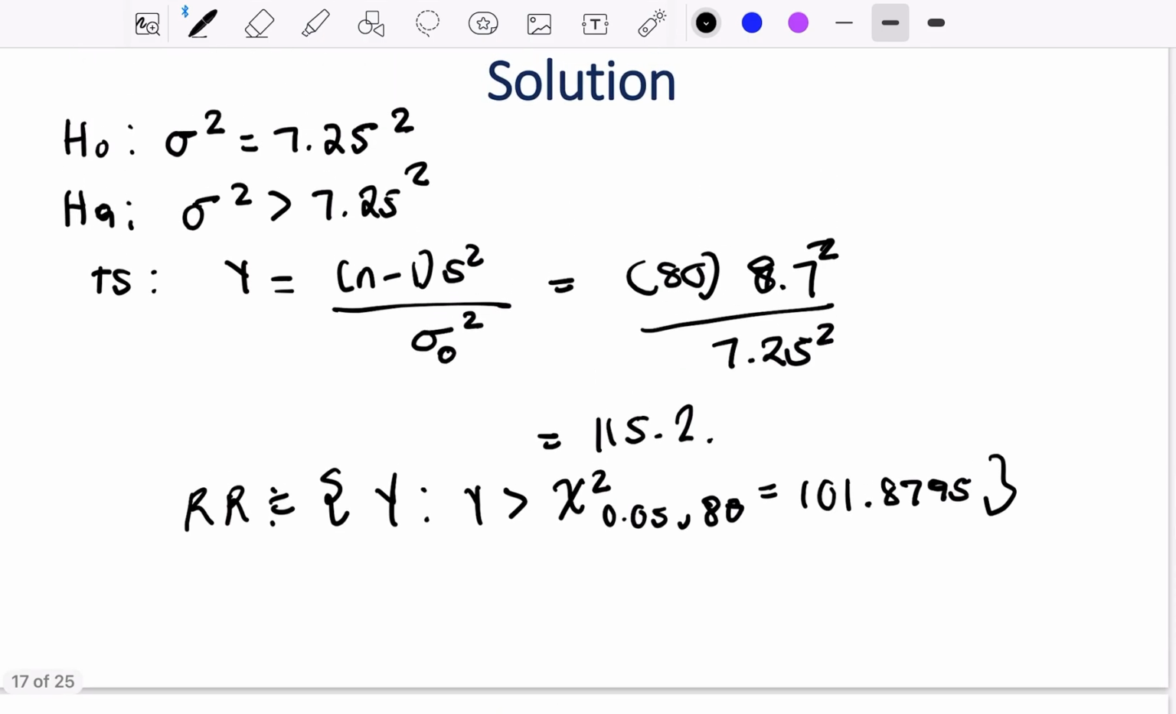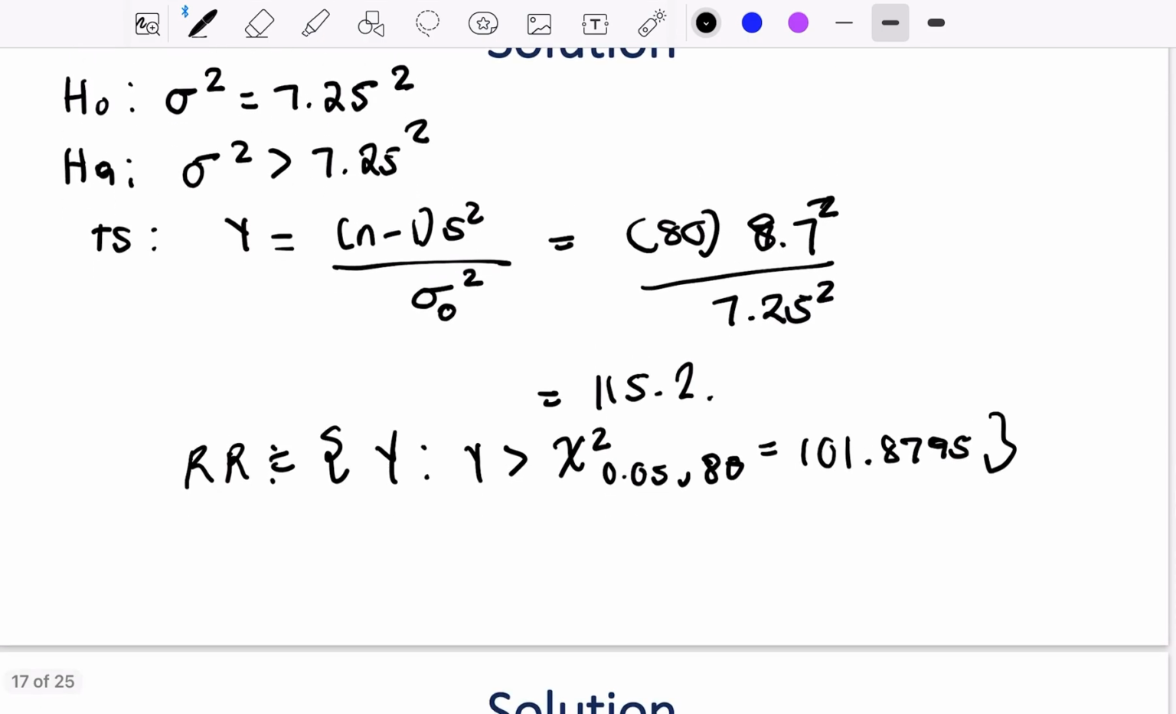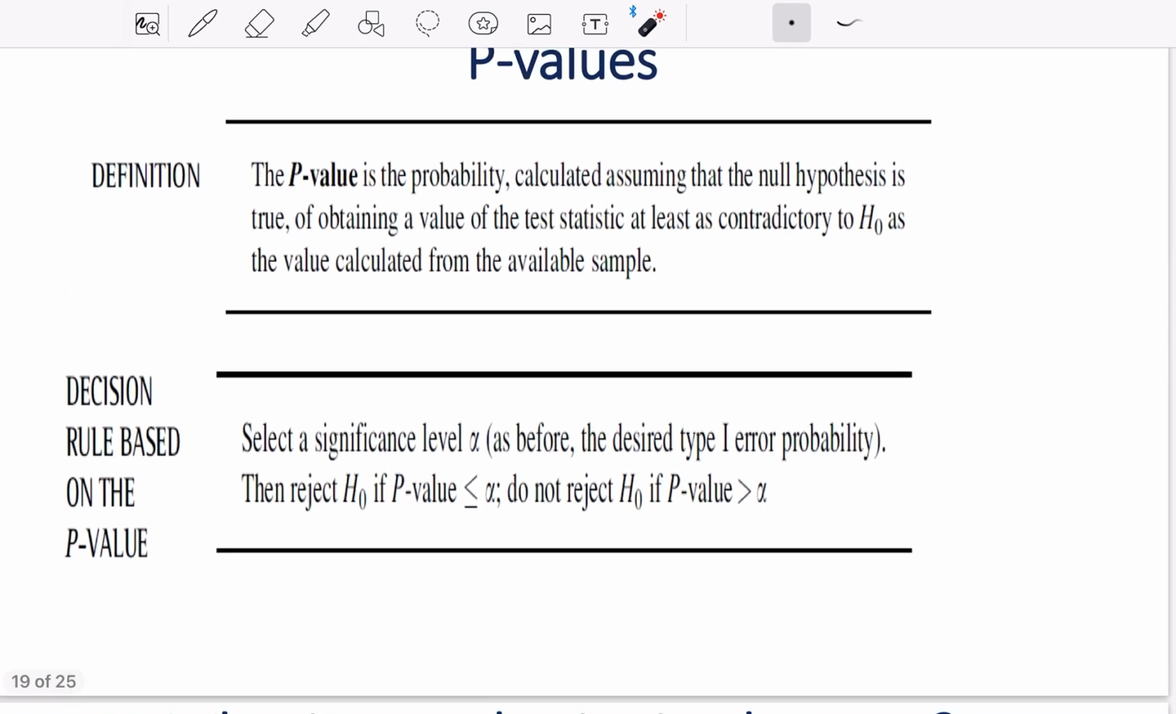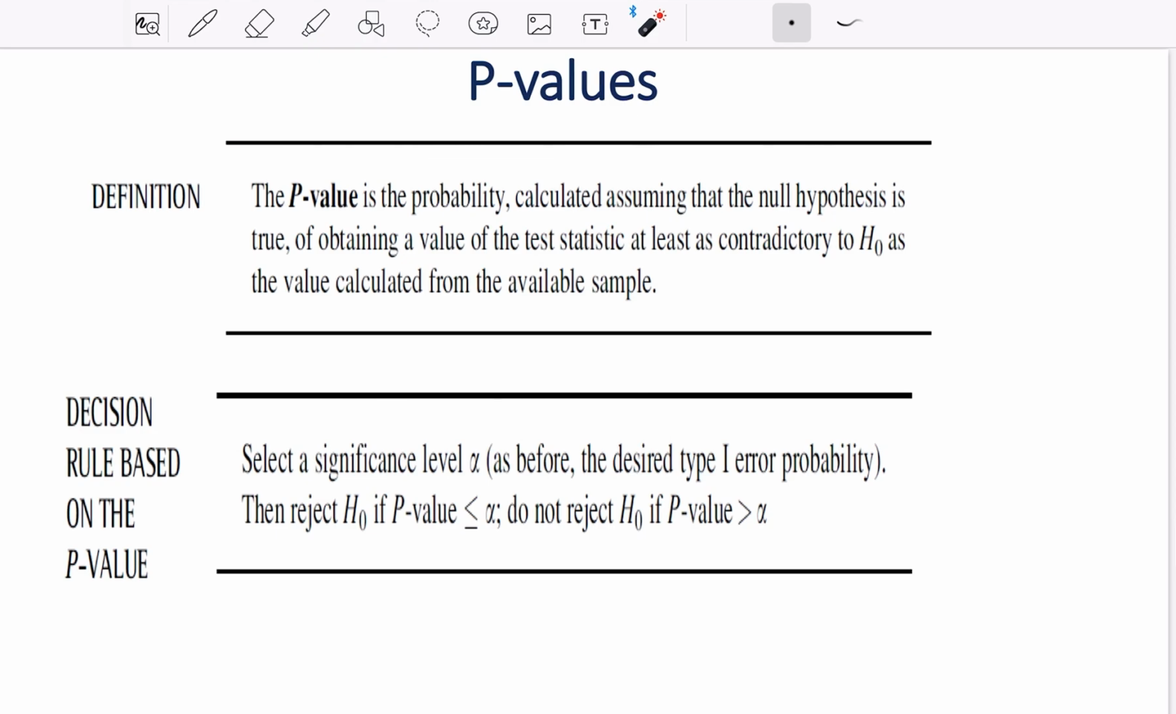So now, it will reject if it's greater than that. And we see that this is actually greater than that. So we reject H0, all right? Fine. So now let's move to p-values. By definition, a p-value is the probability, calculated assuming that the null hypothesis is true, of obtaining a value of the test statistic at least as contradictory to H0 as the value calculated from the available sample.